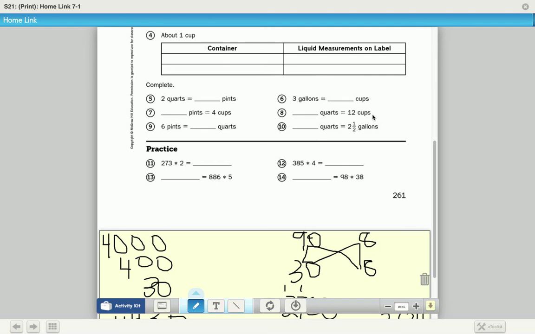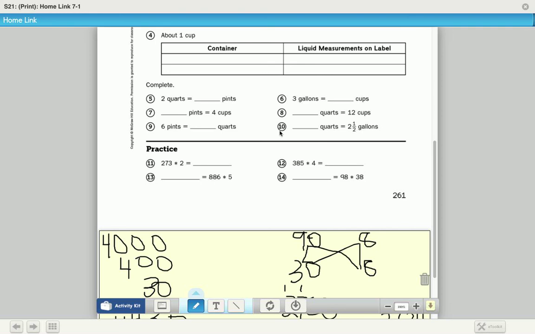Number 8, there are 4 cups in every quart, so you would have to do 4 cups for 1 quart, 8 cups for 2 quarts, 12 cups would be 3 quarts, so 3 quarts would go here. Number 9, changing pints into quarts. There's 2 pints in every quart, so 2 pints would be 1 quart, 4 pints would be 2 quarts, and 6 pints would be 3 quarts would go here.